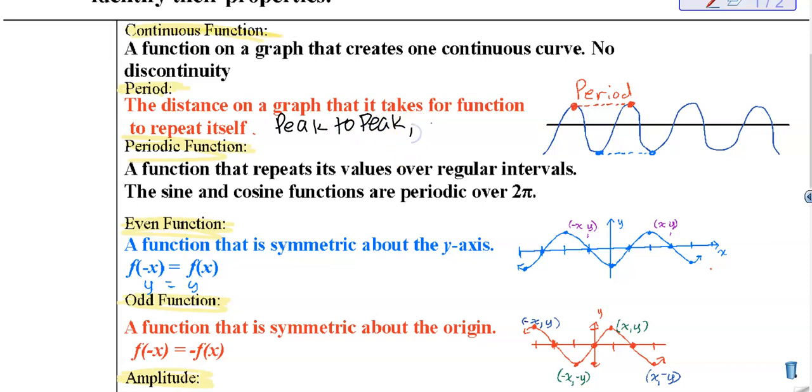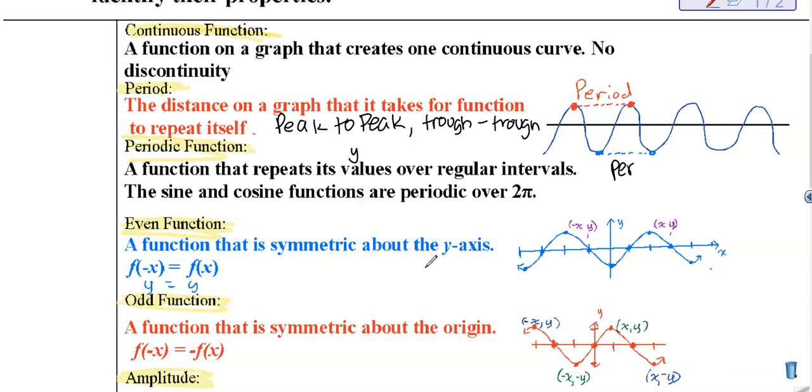You could also do the trough to the trough, which is just the bottom. You could go trough to trough if you'd rather. So you can see down in blue down here at the bottom, this is also the same distance, and there's your period. Okay, so you just see these values repeat over and over again. A periodic function is a function that repeats its values, and let me be clear, those are its y values, okay, over regular intervals. And the sine and cosine functions are periodic every 2 pi radians.